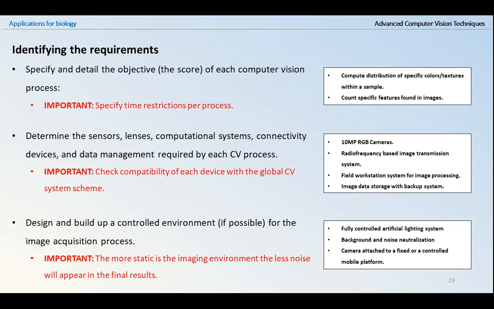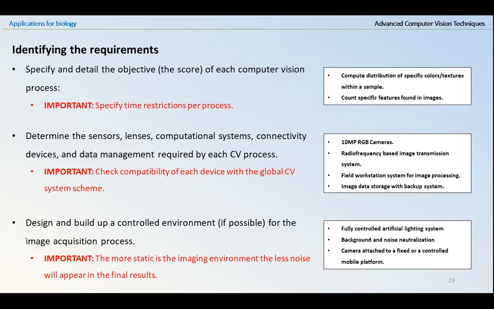The other important point, if possible, is the design of a controlled environment for the image acquisition to minimize the noise. If we are trying to use computer vision outdoors, then things will be a little bit more complicated, a lot more complicated, sorry. But we still can probably find ways to reduce uncertainty. An important concept I would like you to remember: in any kind of computer vision process, the more stabilized and controlled the environment is, the less noise you will have in the final results.